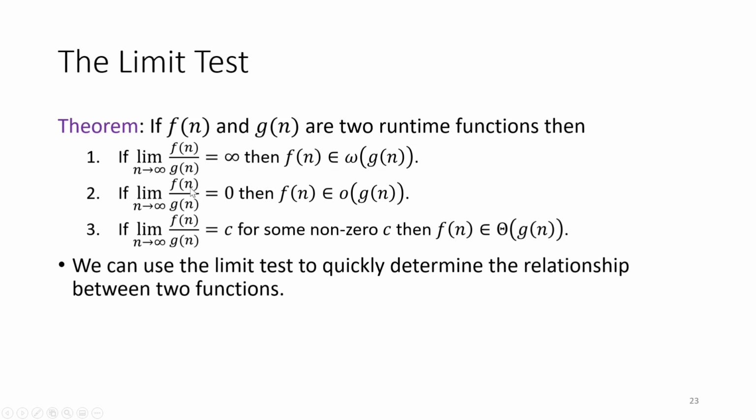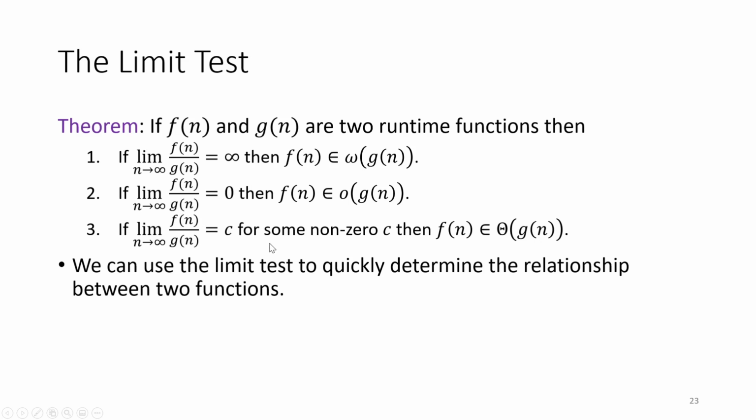If our limit goes to 0, then the one on the top must grow slower than the one on the bottom. Just like we saw above here, if it goes to infinity, then the one on the top must grow faster than the one on the bottom. Okay, so we've got the greater than and the less than relationship. So what happens in between?